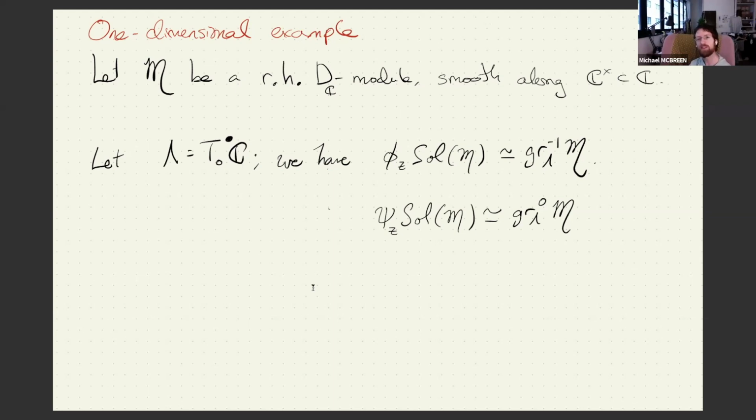And so this is telling you that these graded pieces, well, the gr -1 is really telling you something about your D-module at 0, the special singular behavior at 0, whereas the 0 graded piece is telling you about the nearby fiber.